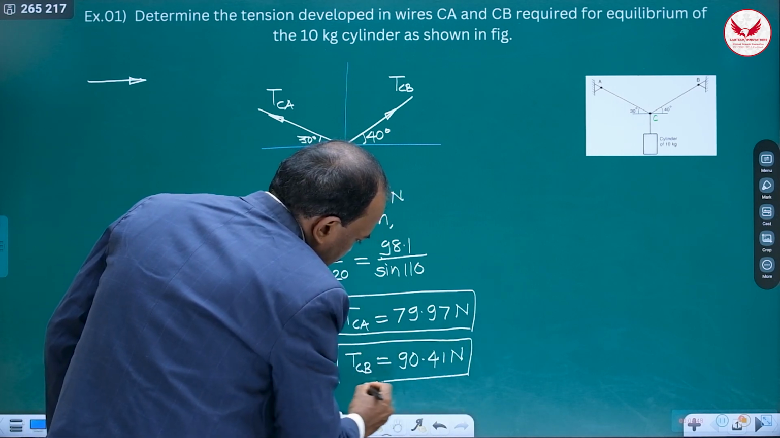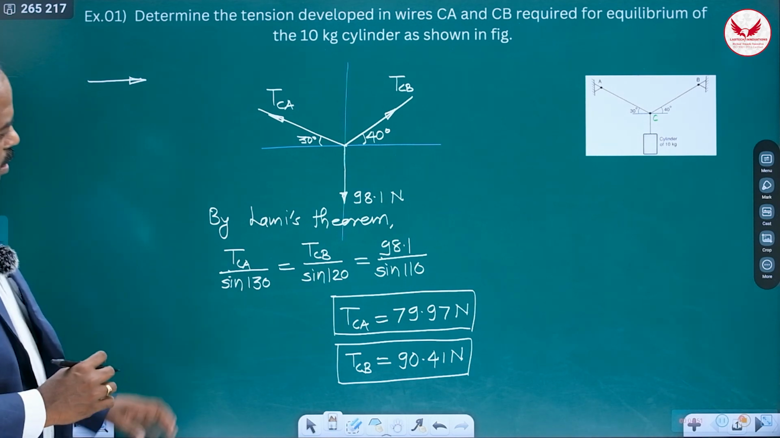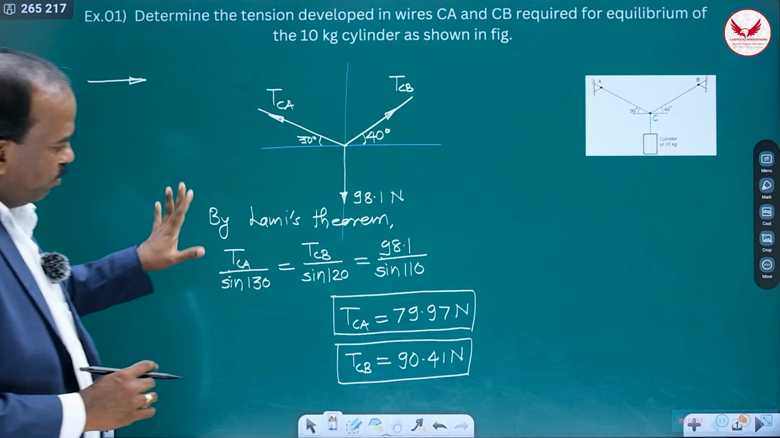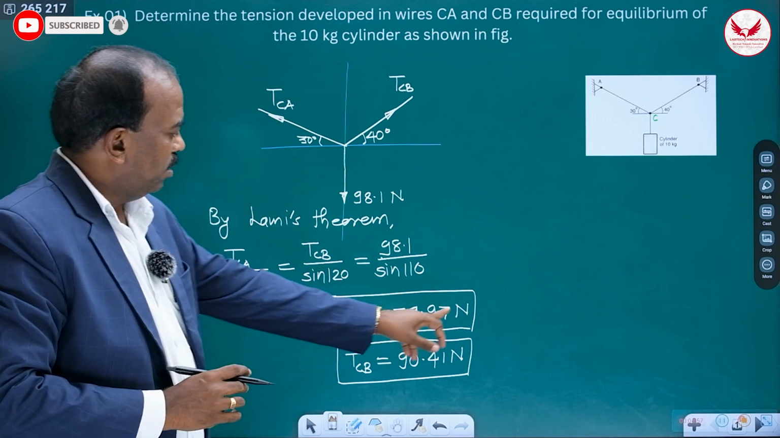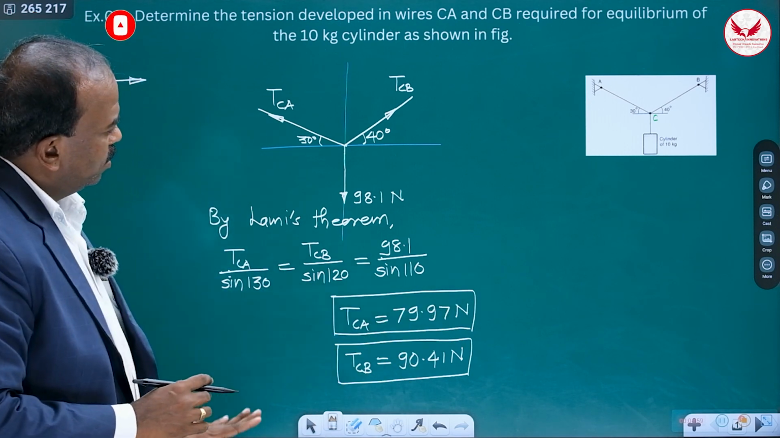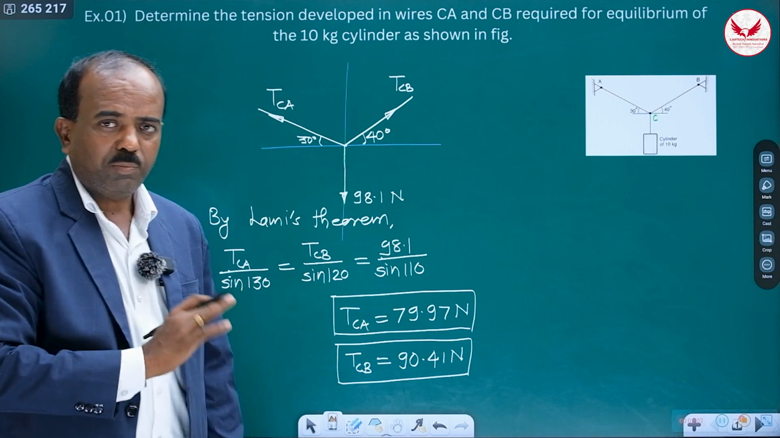Finish. This is the solution of the problem of concurrent forces. Very simple example and easily we can solve it. The most important thing, do not miss the unit. So that's all. This is the solution of this problem.